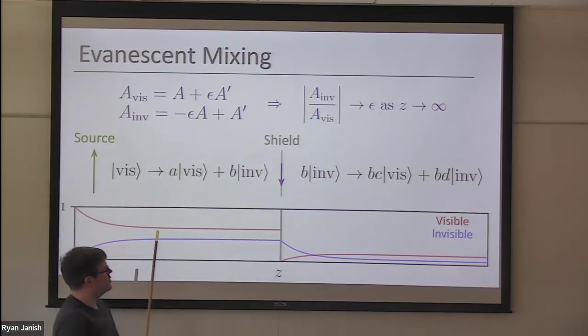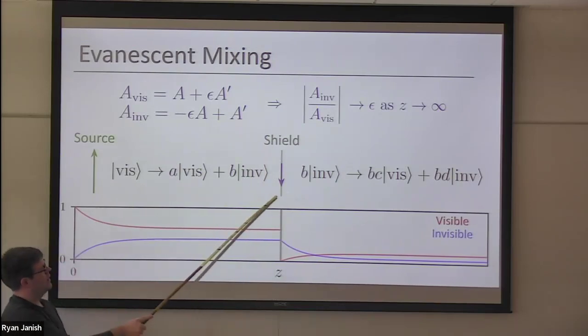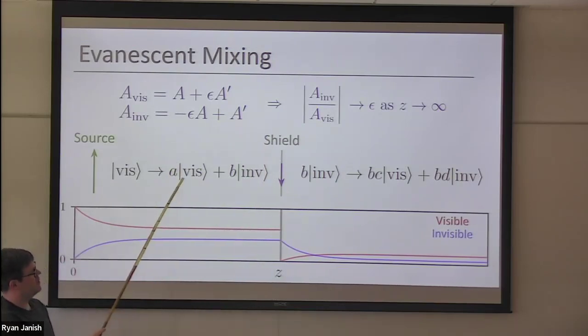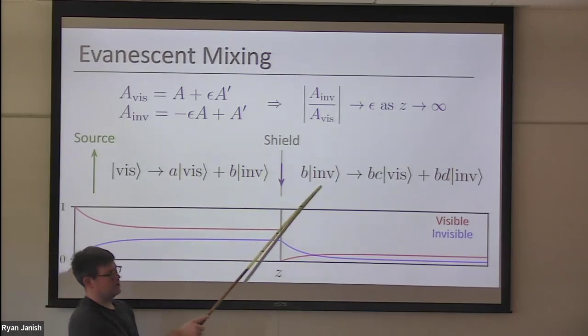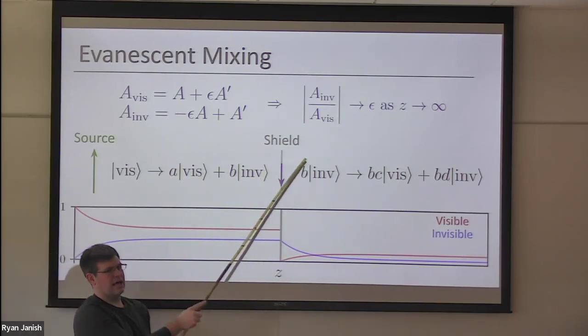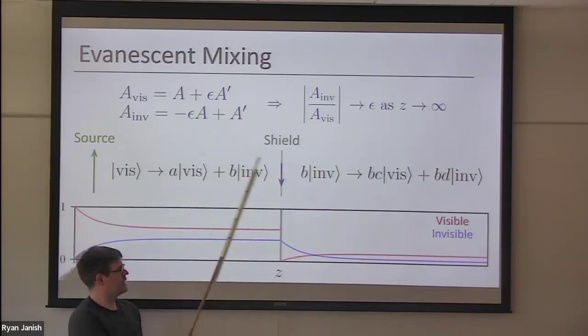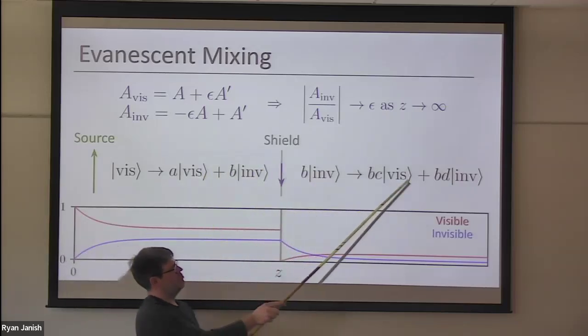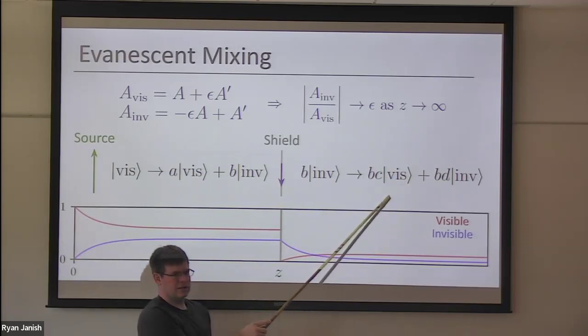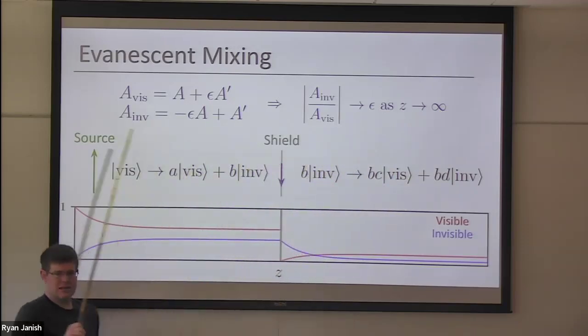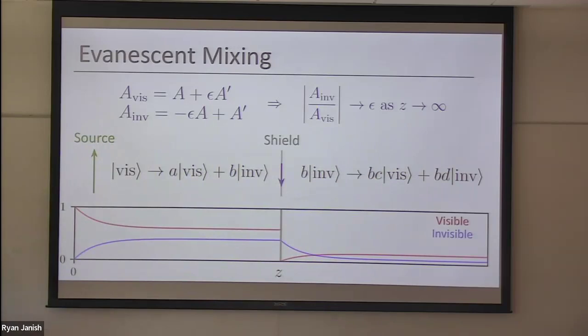When you get to the shield, what does the shield do? The shield shuts off the visible component, but it allows the invisible to pass through. Then you would normally not be able to detect the invisible, but it's not a propagation eigenstate. So as it propagates, it mixes back into some visible component. And that's what you can detect. So that basic structure is the exact same thing that happens in other mixing processes. The difference here is we just have this exponential behavior as opposed to oscillatory behavior.